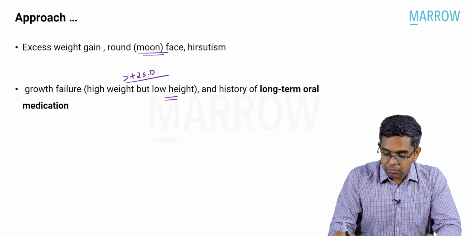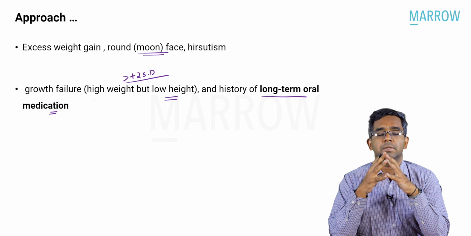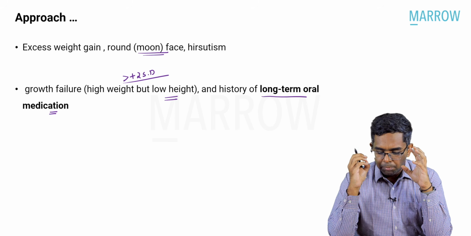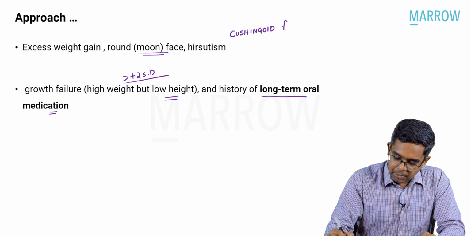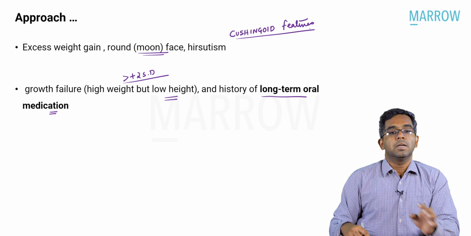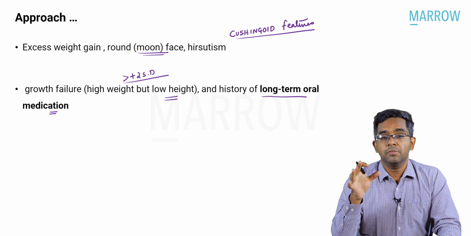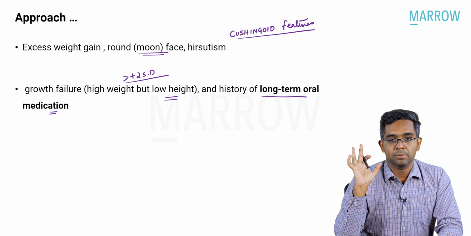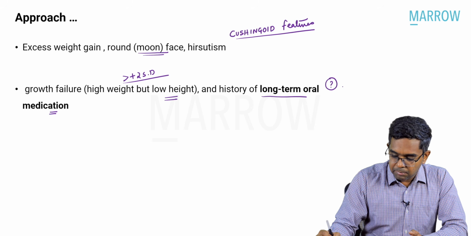And also there is a history of long-term oral medication. What could this be? Possibly all these are Cushingoid features. Are you able to follow this? Overweight, obesity, along with moon face, hirsutism, and growth retardation fall under the Cushingoid features, along with the Cushingoid facies. And this long-term oral medication could possibly have been steroids.